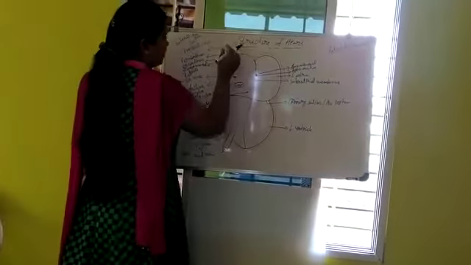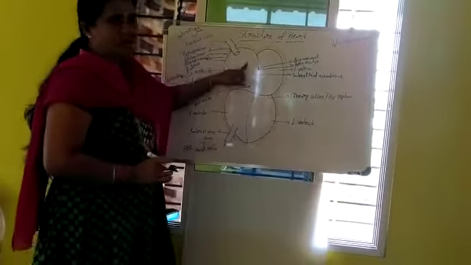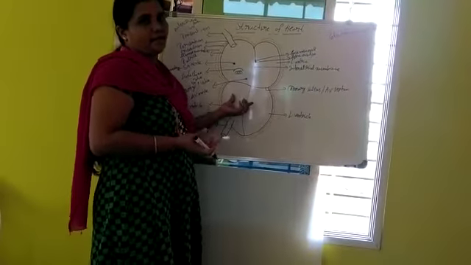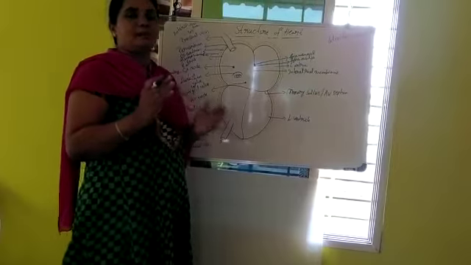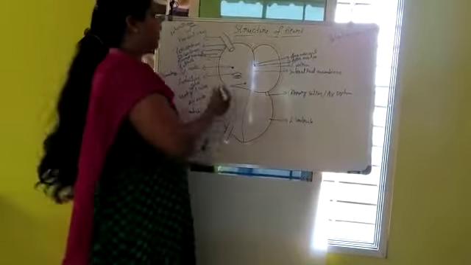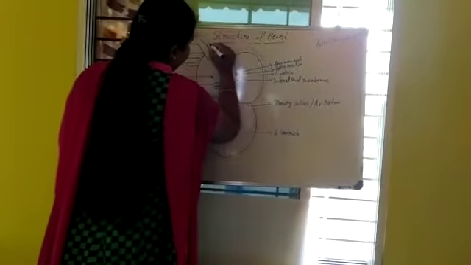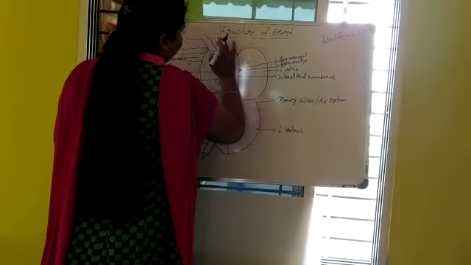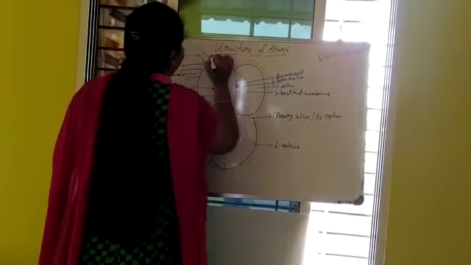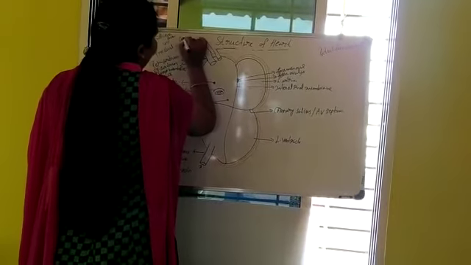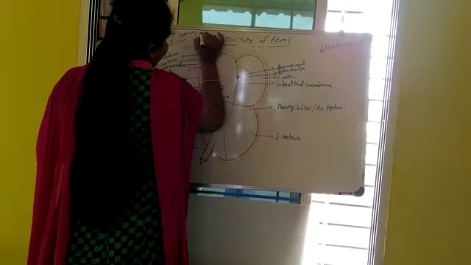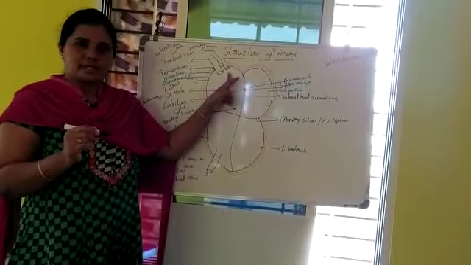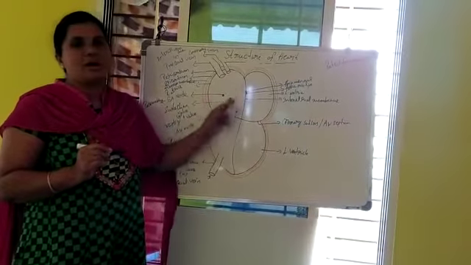See here, this precaval vein brings the blood to the right atria, and this inferior vena cava also brings deoxygenated blood. Then what about the heart's own blood? Who will supply the heart's blood? Near the precaval vein, there is a small blood vessel. This small blood vessel we can call the coronary sinus. This coronary sinus brings the blood to the heart.